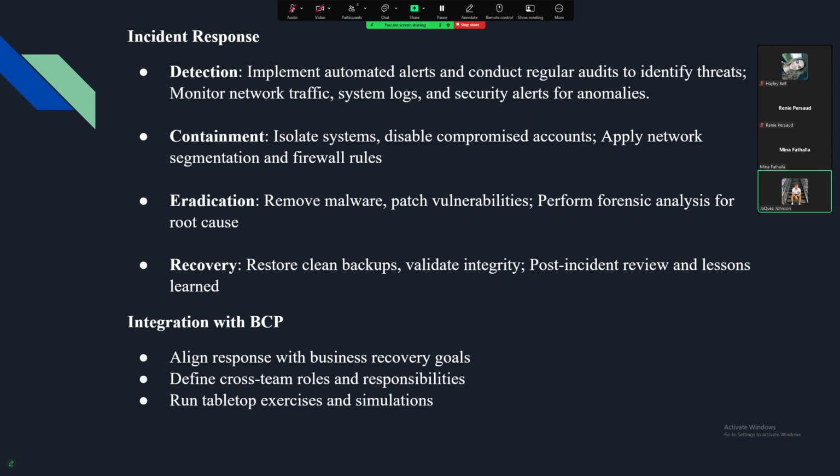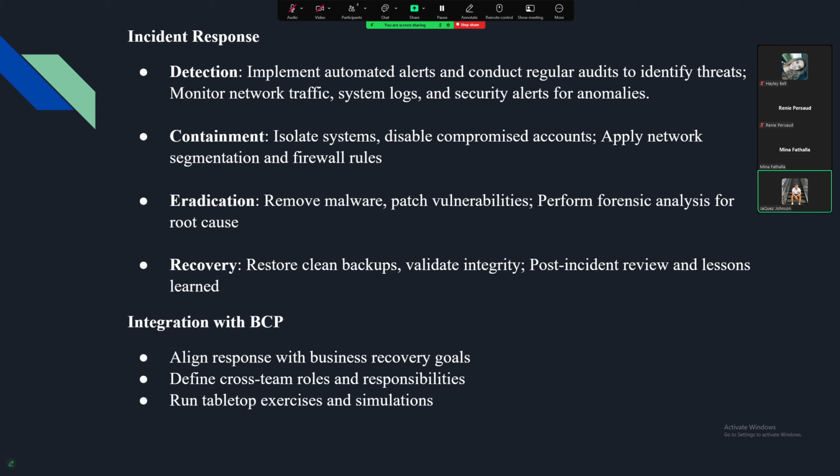Hello, everyone. Today I'll be giving you a short overview of our incident response and access control and how we will maintain the integrity of the company. Let's start with the incident response lifecycle, which contains four phases: detection, containment, eradication, and recovery. In the detection phase, we will use automated alerts and regular audits to identify threats early. We will monitor network traffic, system logs, and any unusual behaviors that give us a heads up of what we need to respond to quickly. Once the threat is detected, we'll move into the containment phase.